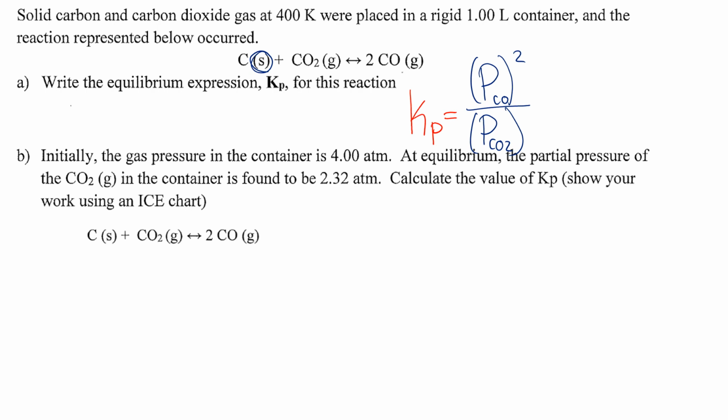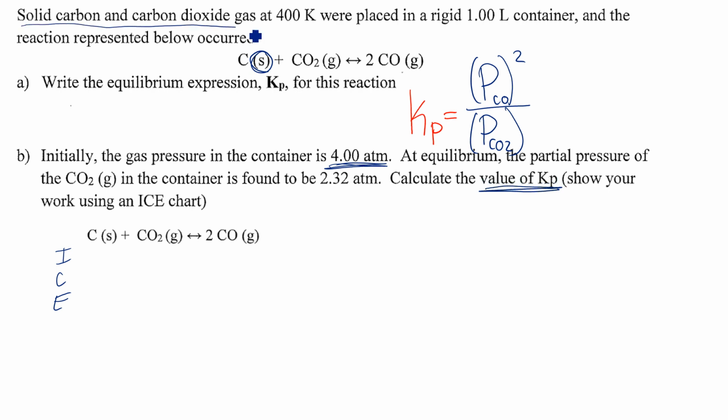And then I'm given some information and I'm asked to find the value of K. Whenever I'm given some numbers and it's an equilibrium scenario, an ICE chart is usually useful to help organize my information. What it tells me is initially, the gas pressure in the container is 4 atmospheres. Okay, so now I have to go back and read the scenario carefully, because which gas are we talking about? I have two different possible gases. So now I'm going to go back here and make sure I read through this scenario.